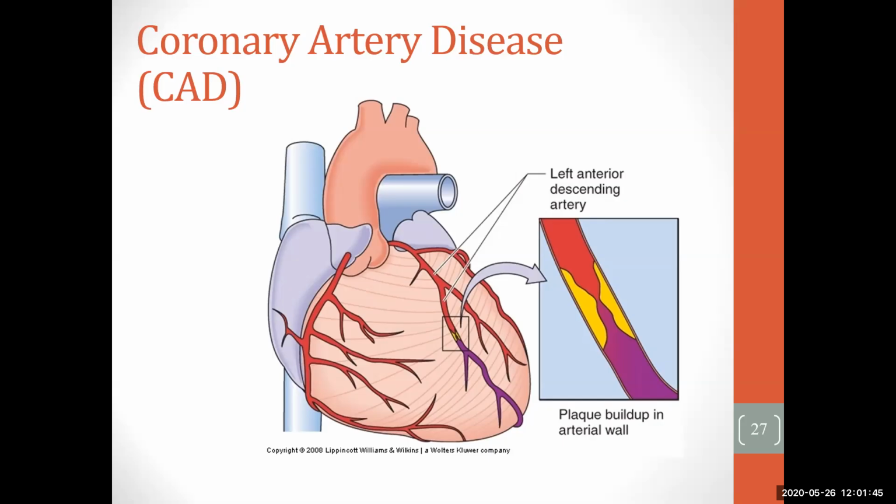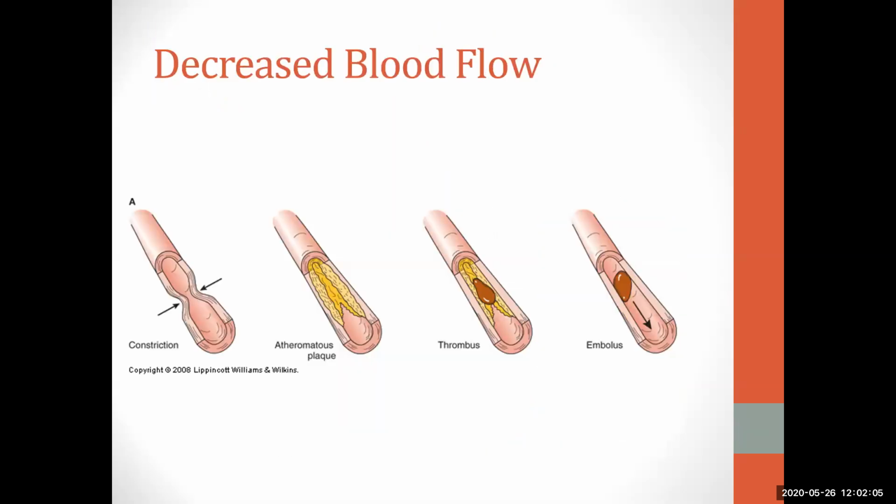Coronary artery disease is going to be buildup of plaque in the artery. So you can see here on this picture, one of those major arteries that we see on the outside of the heart, the left anterior descending artery, there's a plaque buildup. So people that have CAD are going to be at risk for having an MI, a myocardial infarction, which is a heart attack.